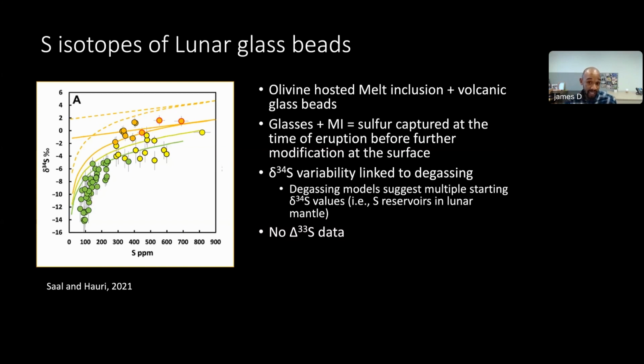But what this study does not have is the cap delta 33S values associated with the different soil types. And although the delta 34S starting compositions may be an indication that there are multiple sulfur reservoirs in the lunar mantle, it's not clear whether these reservoirs were established by typical mantle differentiation processes or if it's linked to a heterogeneous distribution of sulfur that was delivered originally to the moon.